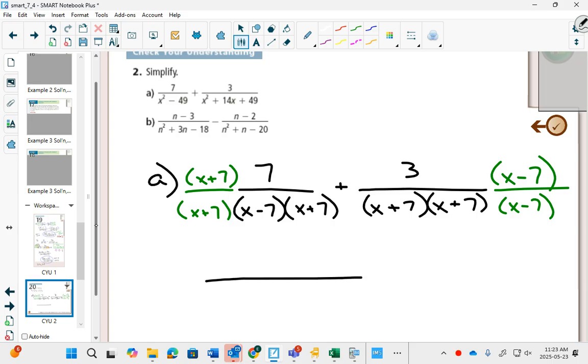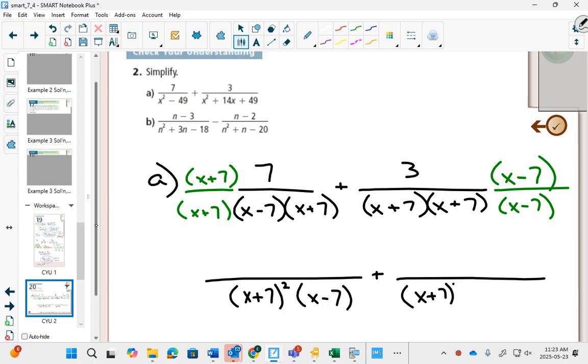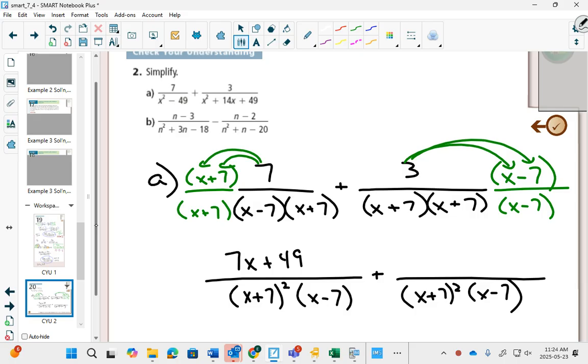And that common denominator, are you okay if I put the x plus 7s together and just call it squared to save a little bit of writing? So we have an x plus 7 squared and an x minus 7 plus, and then over here we'll have an x plus 7 squared and an x minus 7. And if I distribute in the top here and distribute in my numerator over here, first one I'm going to get 7x plus 49, and here I'm going to get 3x minus 21. And that, of course, will be grouped together there and grouped together there.